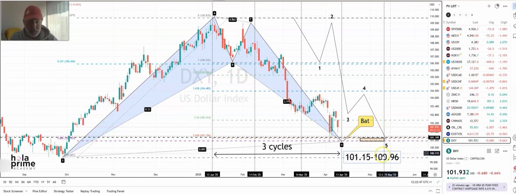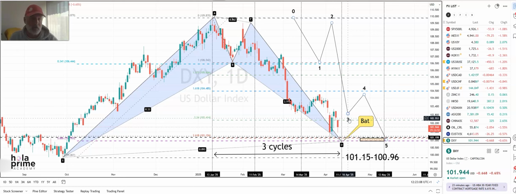We've got a confluence area here at 101.15 and 100.96. That also forms what's known as a back formation. This is cipher pattern analysis. Again, this is an exhaustion zone, and it should dictate that we have a move to the upside.